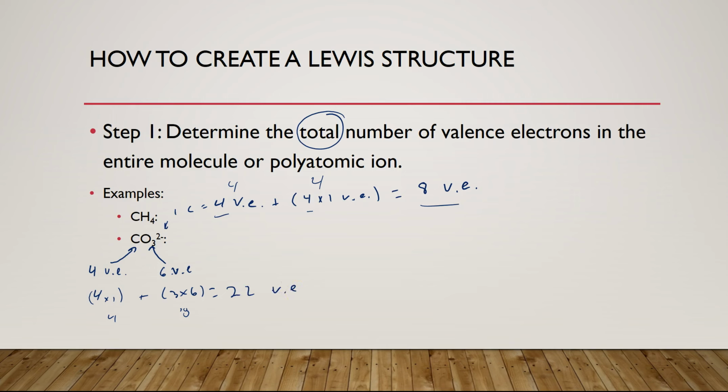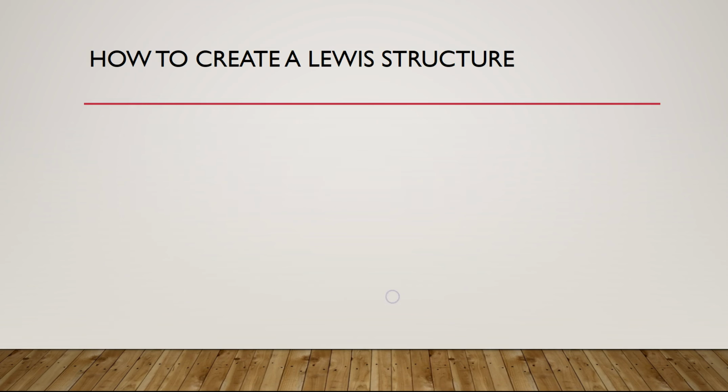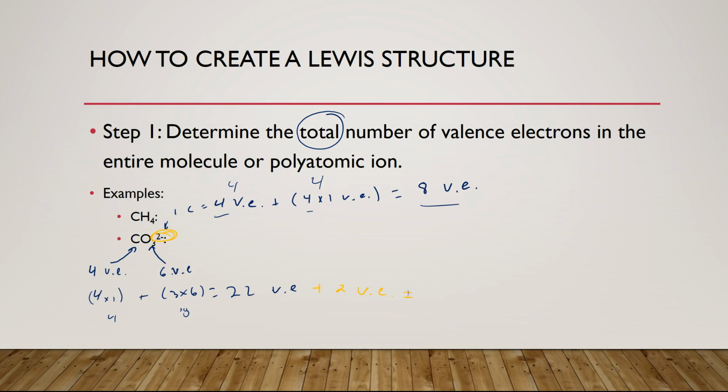Now, we have an associated charge there. Let me get a different color here. We have this little charge right there, the 2 minus. What that means is that the carbonate ion has 2 extra electrons associated with it. So we've got the 22 that come from the 1 carbon and the 3 oxygens, and an extra 2 valence electrons that come from that minus 2 charge, making a grand total of 24 valence electrons.